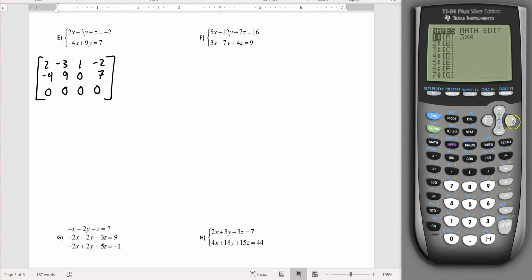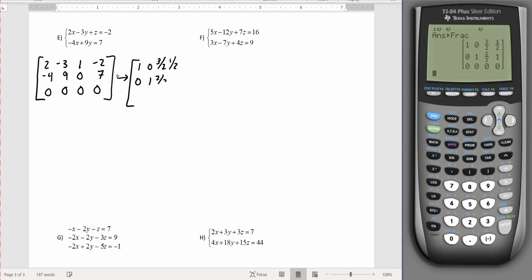So second, we're going to quit out of that. Second matrix, go over to math, RREF, enter. Second matrix A. Let's see what we got here. Oh, let's math frac this guy. Alright, that bottom row is all zeros, of course. So infinite solutions. Let's write it out here. 1, 0, 3 halves, 1 half. 0, 1, 2 thirds, 1, and then 0, 0, 0, 0. Excellent.